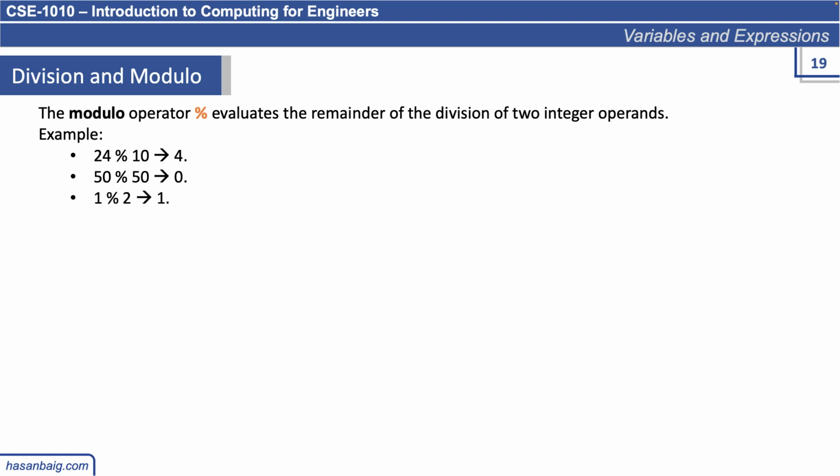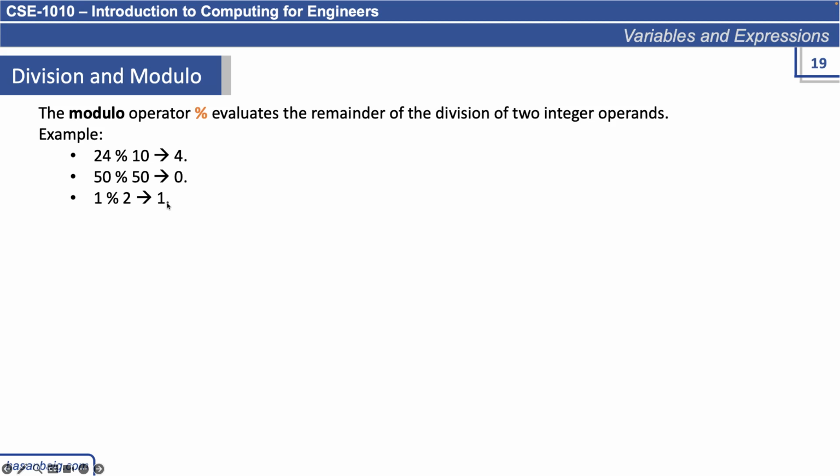Next, we have the modulo operator. It evaluates the remainder of the division of two integer operands. So for example, if we divide 24 by 10, the remainder that we get is 4. So if we want to receive the remainder only, we use this percentage operator, which refers to modulo operation, or mod operation for short. So 50 by 50, there is no remainder left, so it would return 0. Here 1 by 2, it cannot be divided, so the remainder is still 1, and it would return 1.